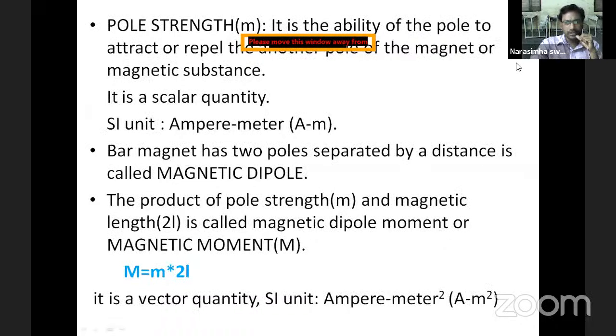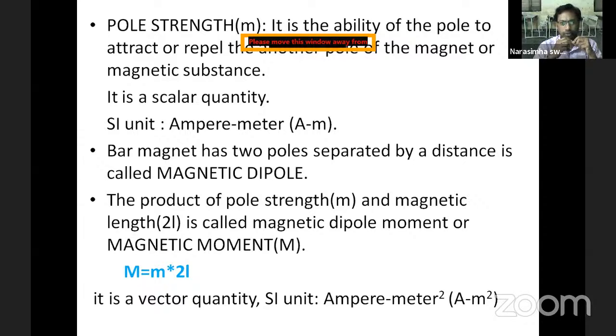Pole strength is the ability of the pole. Whatever magnet you take, it will have two poles. Now, if you keep another magnet towards it, then the first magnet has the capability to either attract or repel another pole of the magnet. How strongly or quickly or rapidly it attracts depends on the strength of that given magnet.